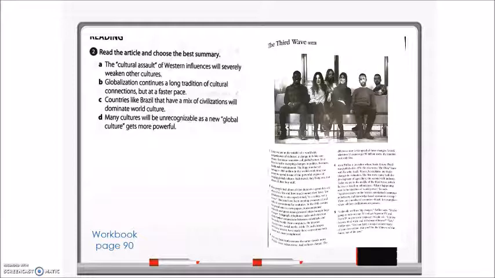Letter A. The cultural assault of Western influences will severely weaken other cultures. Letter B. Globalization continues a long tradition of cultural connections, but at a faster pace. Letter C. Countries like Brazil that have a mix of civilizations will dominate the world culture. Letter D. Many cultures will be unrecognizable as new global culture gets more powerful. In this case, guys, it will be letter B. Globalization continues a long tradition of cultural connections, but at a faster pace.